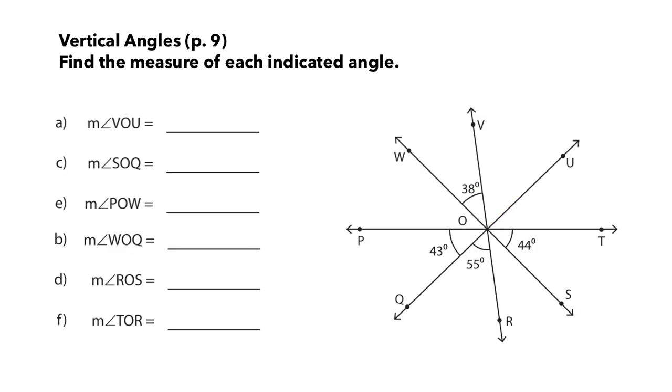All right. Let's look at number 9. As if those weren't bad enough, we're going to have 4 intersecting lines.